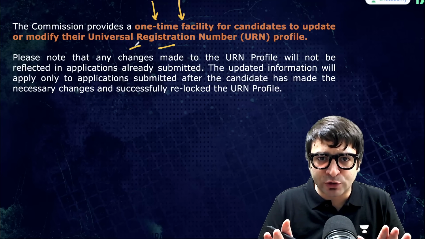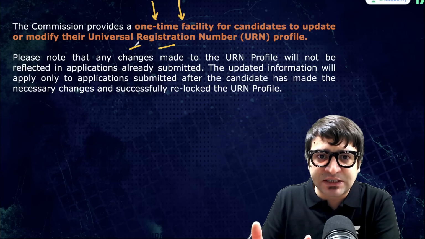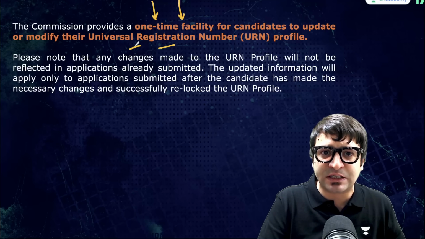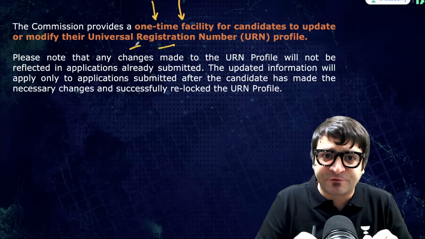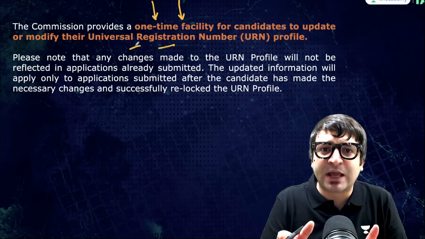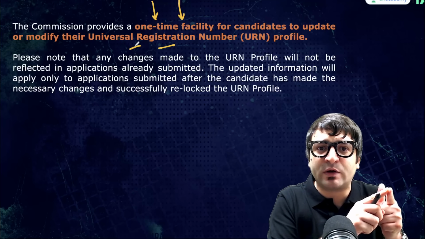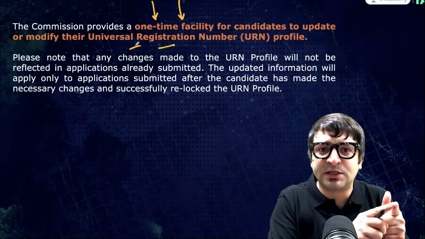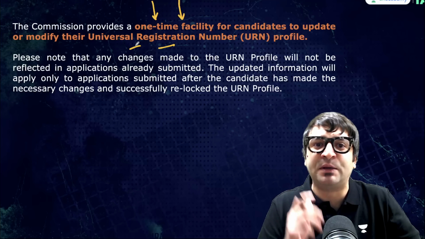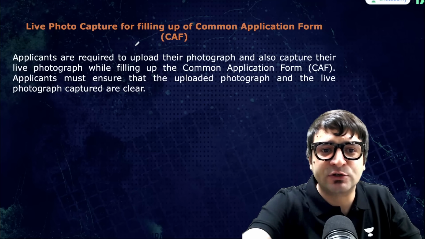So long story short, if you have to fill the civil services examination form and you want to make certain changes to your universal registration number, do that first, so that once you lock your URN, you can fill the civil services examination form, and those changes which you have updated on the URN will be reflected in the future examination applications. So do this change before and then fill the application form.